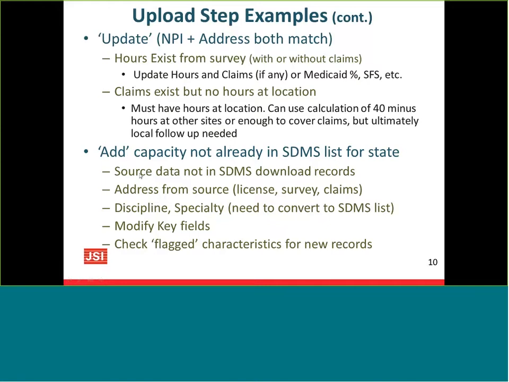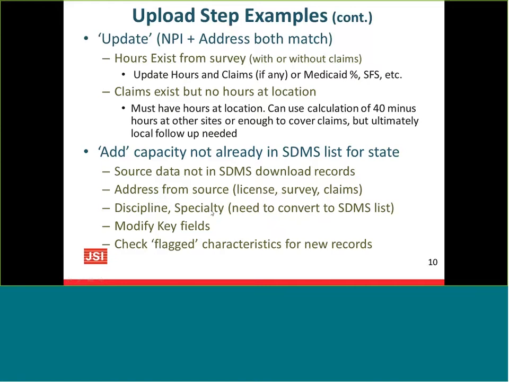On this step, you're not starting with that SDMS list. You're starting with the other capacity that you know about. So you're starting with your claims or your licensure survey data, rather than starting from your download. So now you flip this process upside down, and now you're adding records to the upload file that were not already in SDMS. You get your address again from whichever source has the address information. And again, sometimes you have to prioritize what seems to be the best address, or whether they are both valid addresses. It'll depend state to state.